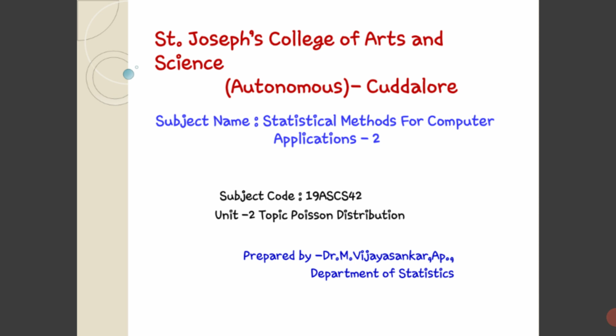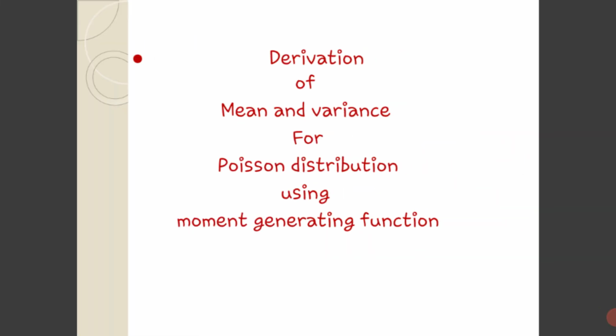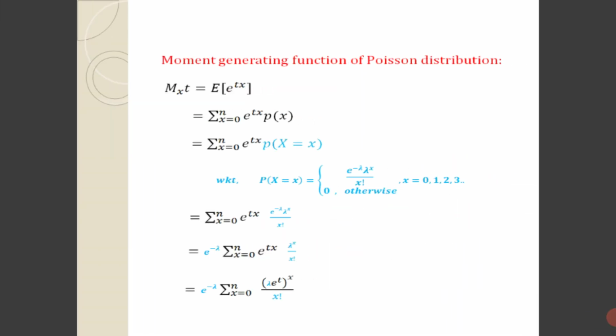Our today's topic is Poisson distribution. In this video, we are going to discuss how to find the mean and variance of the Poisson distribution by using the moment generating function. Our moment generating function is M_X(t) equal to expectation of e^(tX).